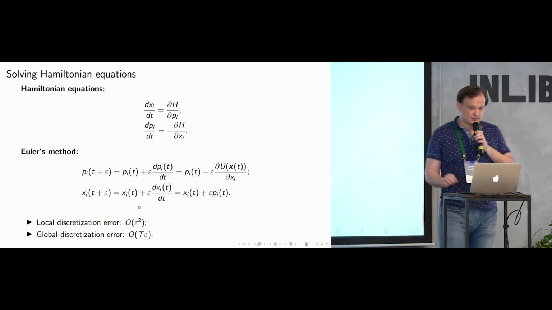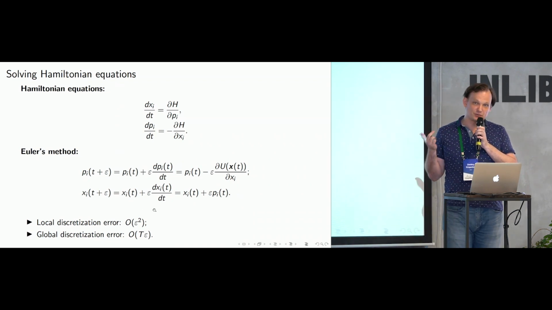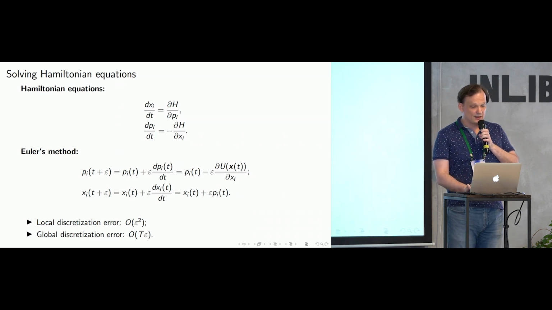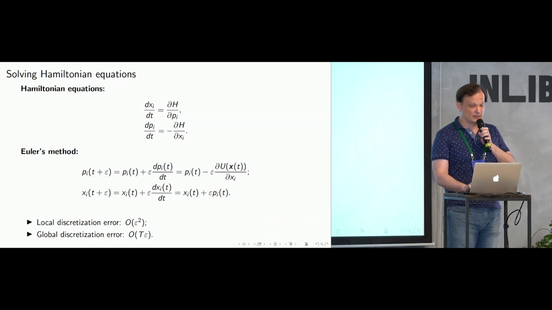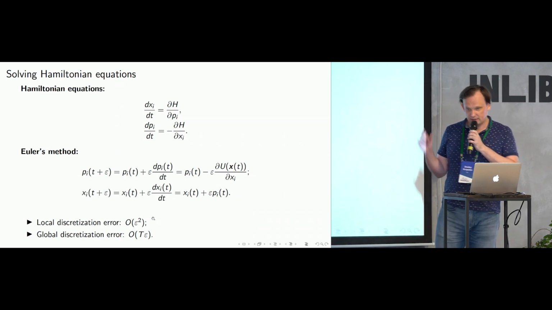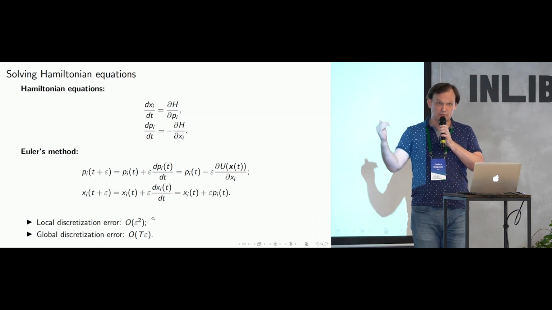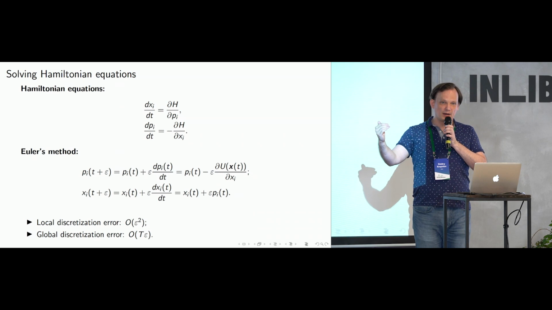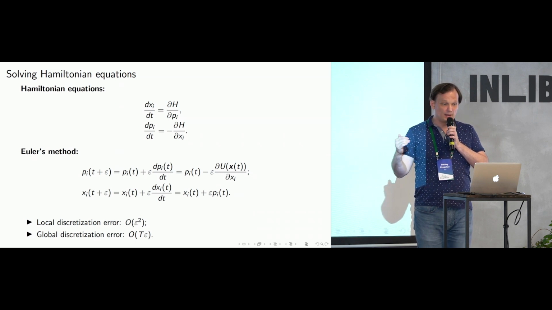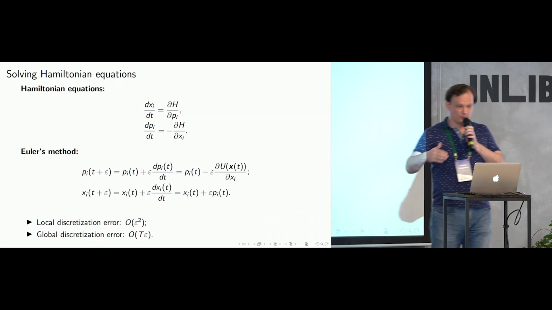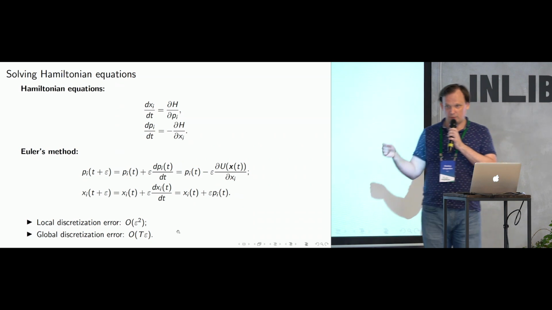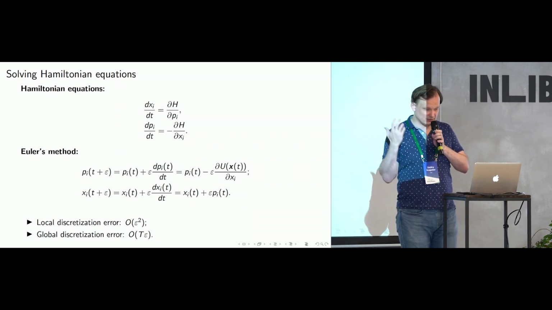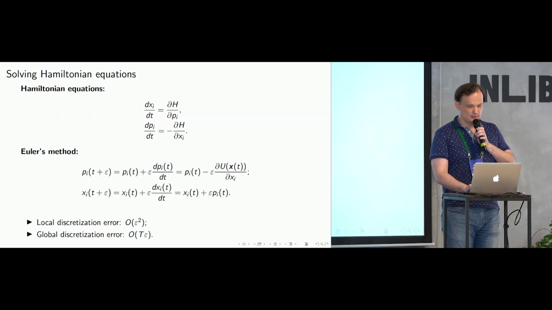So this is a very simple method. The problem is that this is what is called a first-order method, which has a very poor discretization error. It has an epsilon squared discretization error for one step, where discretization error is the difference between the true answer and our numerical answer. And if we do this for a time period T big, we would have the total error, which is proportional to epsilon at the first power. So this is quite an inexact method for solving a Hamiltonian equation.